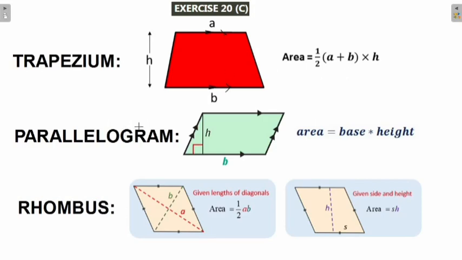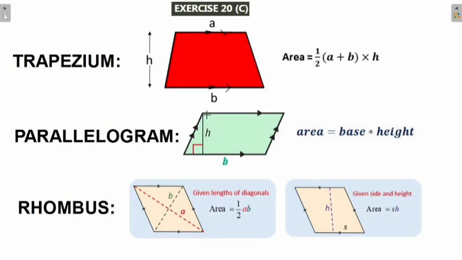Now all of you must be familiar with the figure of a parallelogram. In a parallelogram, what happens is pairs of opposite sides are always parallel and equal also. So that means this side and this side, they are parallel, and this side and this side, they are parallel. But with that, this one will be equal to this one, and this side will be equal to this side.